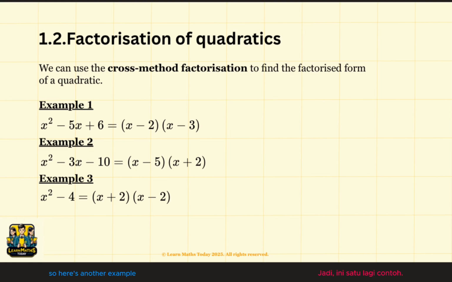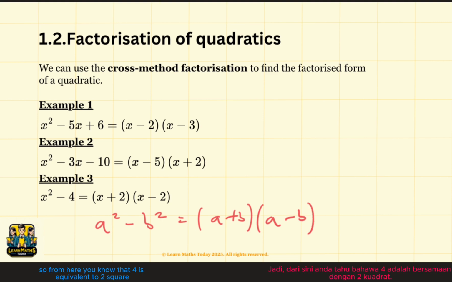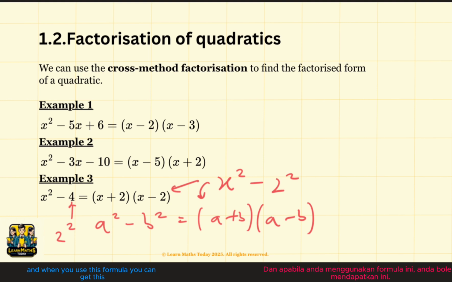So here's another example where you use the difference of squares to find the factorized form. Instead of using the cross method from just now, we can use a squared minus b squared is equal to bracket a plus b bracket a minus b. So from here, you know that 4 is equivalent to 2 squared. So you can express it as x squared minus 2 squared. And when you use this formula, you can get this.